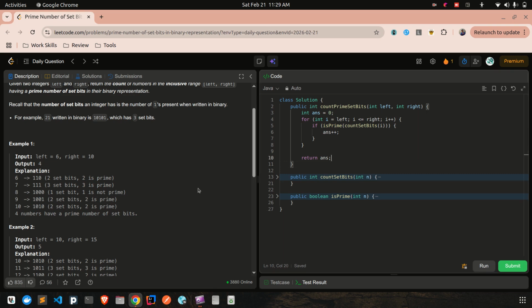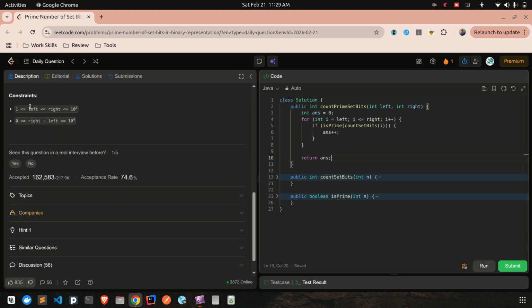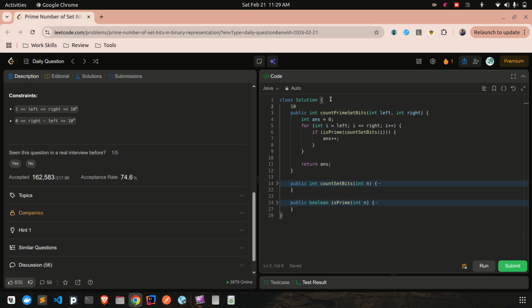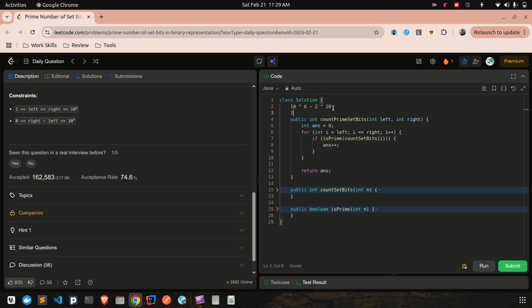So do we really have to check for every number whether it's prime or not? Let's look at the constraints first. As you can see, the rightmost number is 10 power 6. If you convert 10 power 6 in terms of powers of 2, this will be approximately equal to 2 to the power of 20. That means at max we can have 20 set bits.